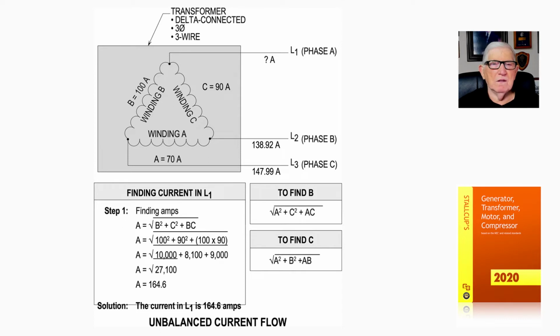L2, which would be B phase, is 100 amps in the windings. And then, of course, you know L3 would be 90 amps in the windings, say. Now, what would the unbalanced current be, say, in L1 is what we're looking for.